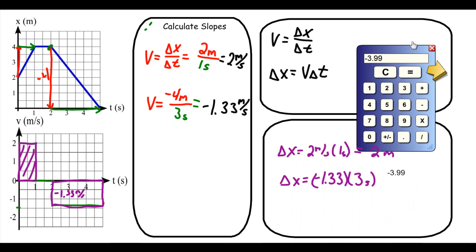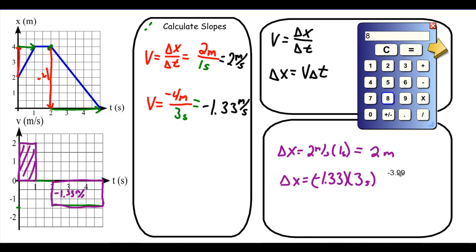So let's move that back out of the way. And so that's going to be negative 3.99, which is roughly 4 meters. Now, if I look at this, I went from 4 to 0. So that means my displacement was negative 4. What a coincidence. Negative 4 is what I got whenever I found the area under this curve.